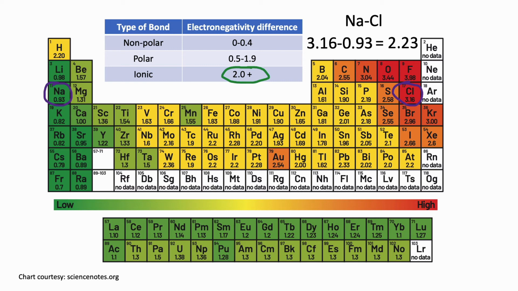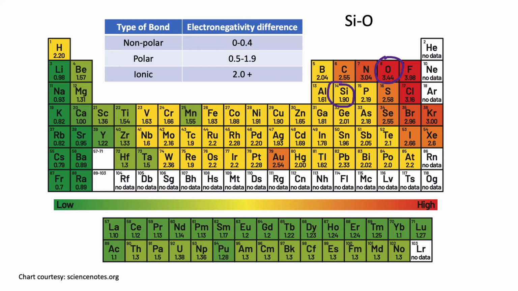So think again back to our tug of war analogy. What is happening here? You have two atoms in close proximity. One is pulling much more strongly than the other, and it tugs so hard it actually pulls the electron off of sodium and keeps it for itself. Finally, let's look at silicon and oxygen. Oxygen is much more electronegative. It has an electronegativity value of 3.44 minus 1.90 for silicon.